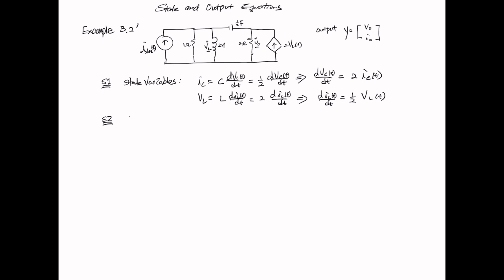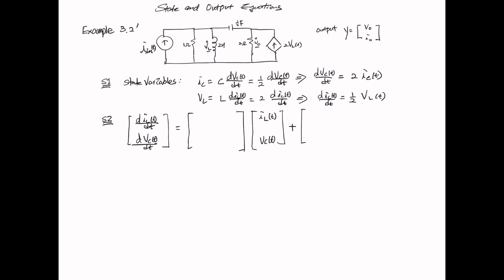Based on our state variables, we're going to write dI_L over dt and dV_C over dt. That equals a 2 by 2 matrix, and then the variables are I_L(t), V_C(t), and then plus the input. Possibly we're going to have it, maybe not, but we need to write I_in.